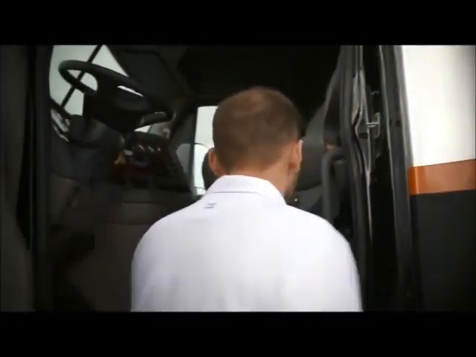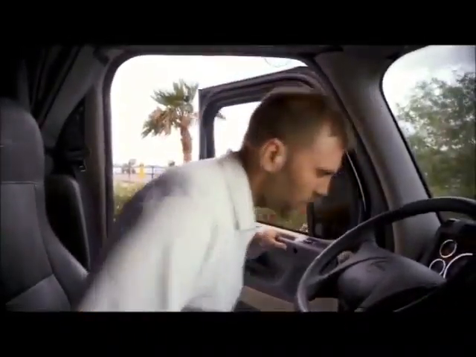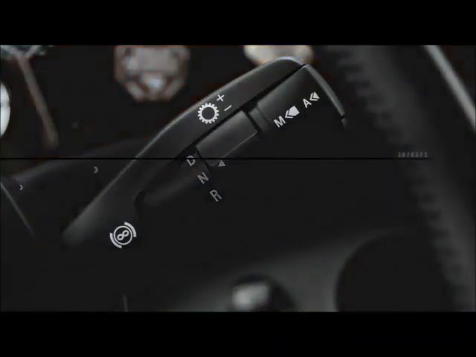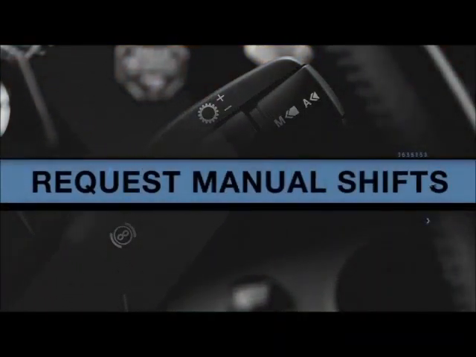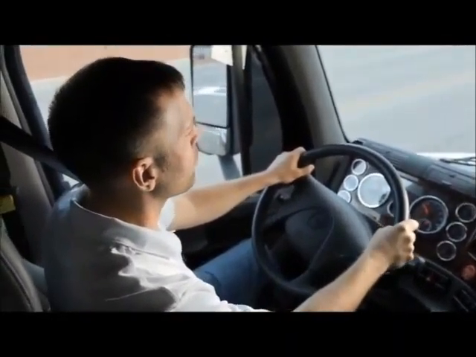When you get behind the wheel of a truck equipped with the DT12, you may first notice that instead of a gear shifter, there's a selector stalk. You can use this control to request manual shifts, change the driving mode, and set engine brake levels. These features will be explained in more detail shortly.